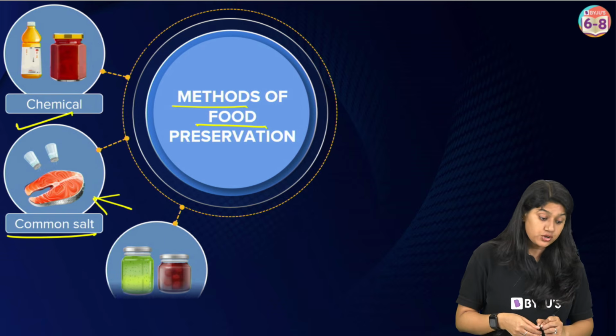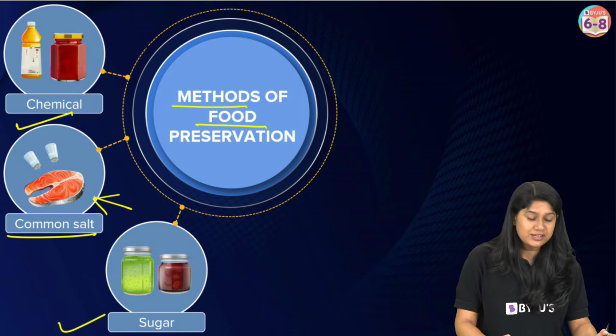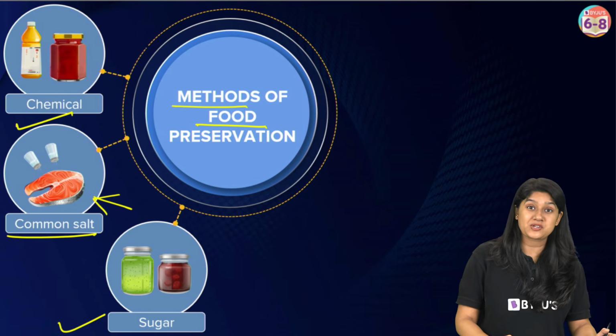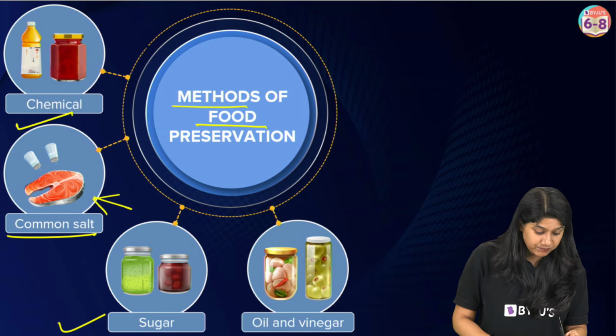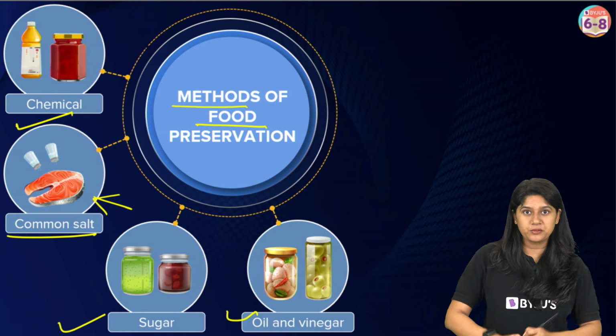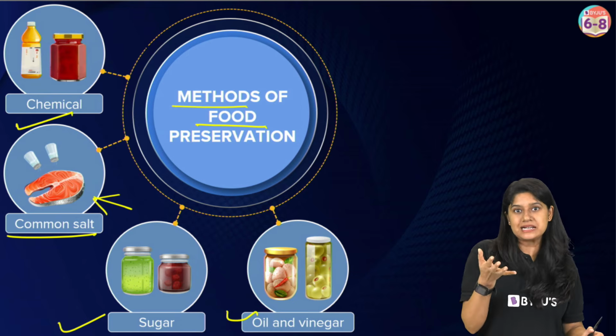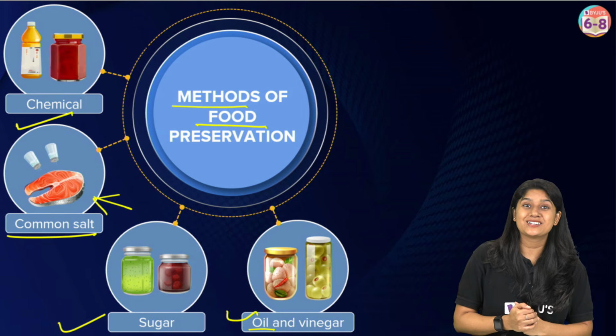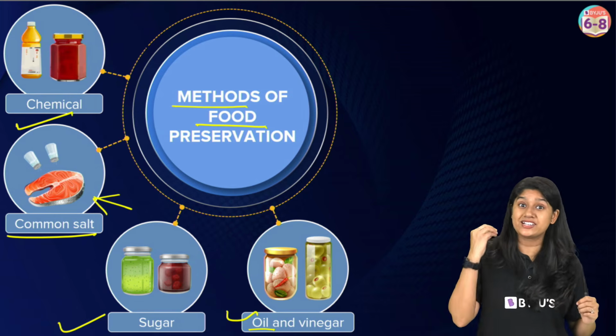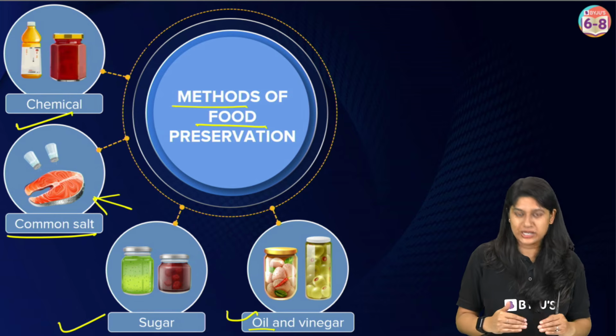Then, of course, we use sugar as a method of preservation, especially in jams and jellies. Then we have oil and vinegar. I'm sure you would have seen in your family the making of pickles. Definitely they add a lot of oil and vinegar to make sure that the food products are not getting spoiled and are preserved for years together.